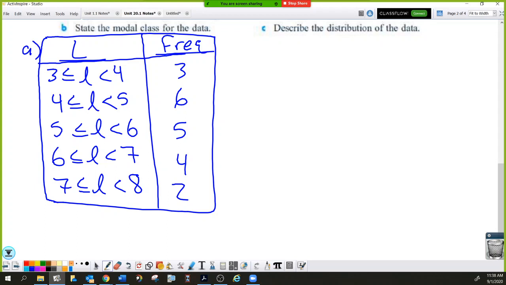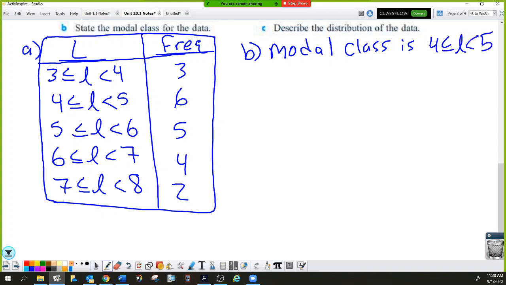And then it says graph the data. Before I do that, I'm going to go to B, because it says state the modal class. So which is the most common class? 4 to 5. There you go. That's the most common class.